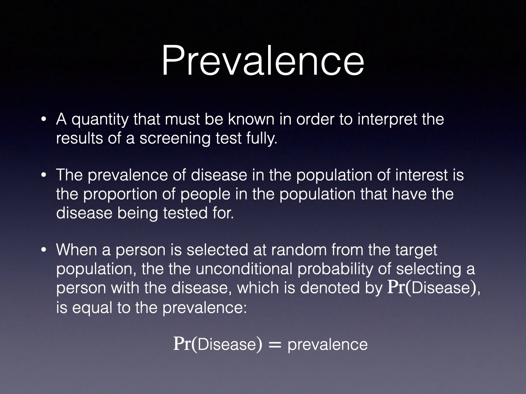Now, when a person is selected at random from the target population, then the unconditional probability of selecting a person with the disease, which is denoted as shown here, the probability of disease, is equal to the prevalence. So again, the prevalence of disease in the population is the proportion of people in the population that have the disease being tested for. And when we select a person at random from that population, the unconditional probability of selecting a person with the disease is equal to the prevalence.